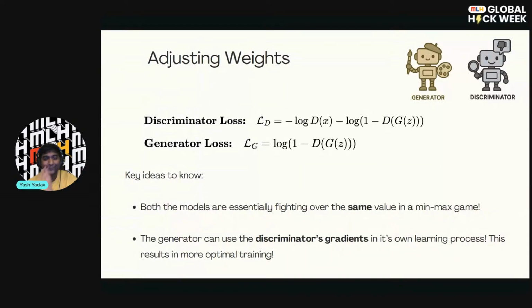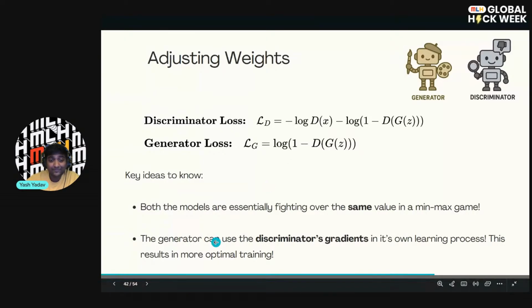And the second very, very cool thing, and this comes back to what Musheng Moses asked, is that when we model the generator's loss, we model it as this equation right here, which is essentially trying to reduce the probability that the discriminator thinks the thing it generated was fake. So in its loss function, you're essentially taking in the discriminator as a parameter. You've set up the GAN in such a way that the generator can use the discriminator's gradients in its own learning process.